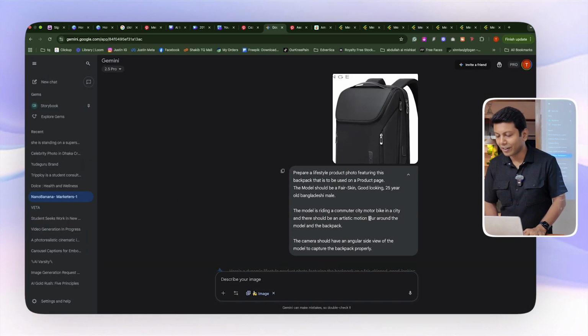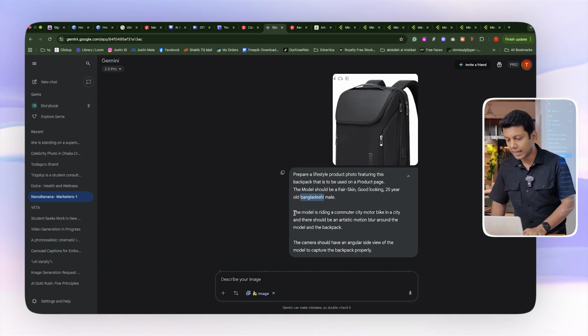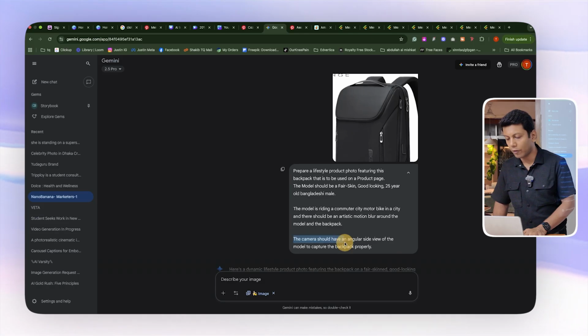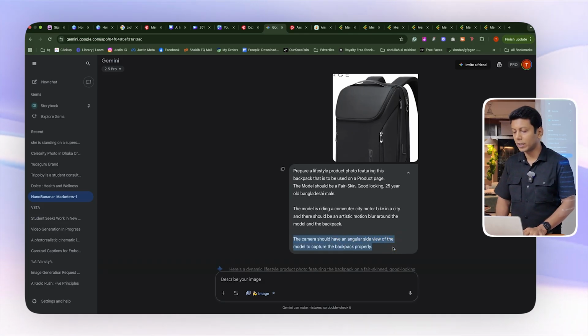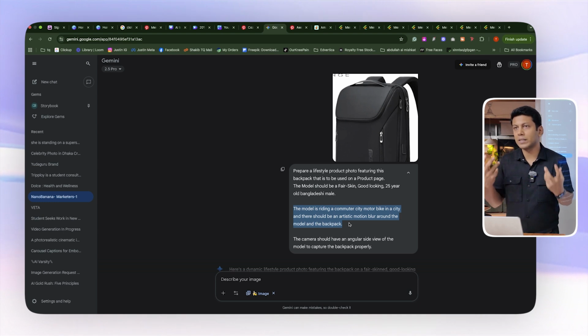this time I gave a bigger, more precise prompt. Prepare a lifestyle product photo featuring this backpack that is to be used on a product page. The model should be a fair-skinned, good-looking, 25-year-old Bangladeshi male. So this time I changed the country. The model is riding a commuter city motorbike in a city, and there should be an artistic motion blur around the model and the backpack. The camera should have an angular side view of the model to capture the backpack properly. So in this particular prompt, I gave the model details, like how the model should look, what the model will be doing or what's happening in the scene, and number three, the camera angle. So you need to be specific on those things.